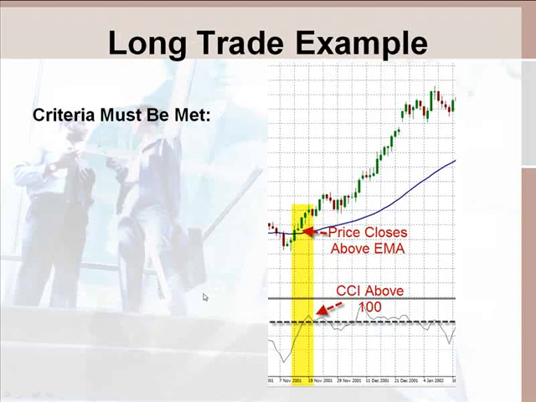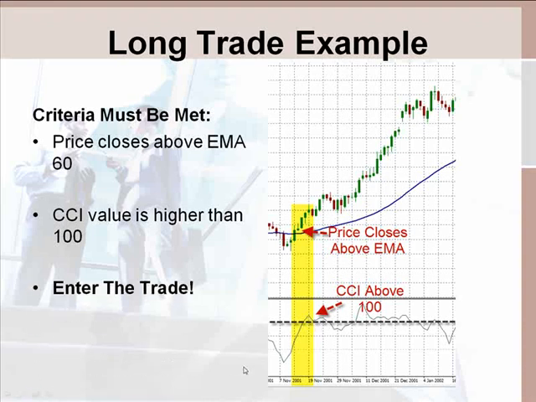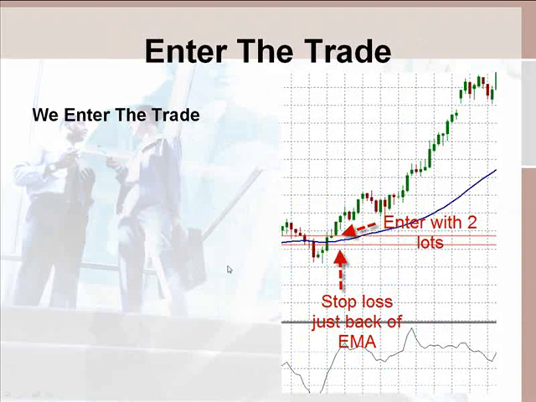So let's just look at an example here, and then we'll look at some examples on the charts. To begin with, in the highlighted area here, we look for our criteria. The price closes above the EMA 60, and looking here, it has. And the CCI value is higher than 100, so I've marked off the 100 level here. And again, the CCI is above 100, so our criteria is met. We can now enter the trade with two lots.